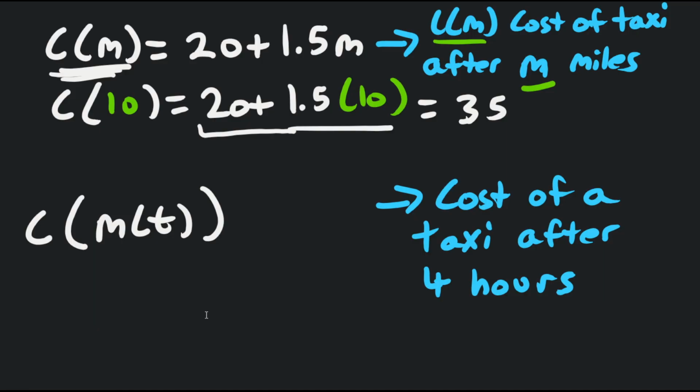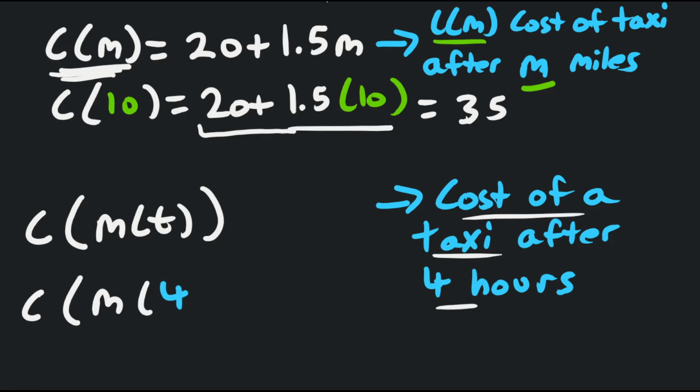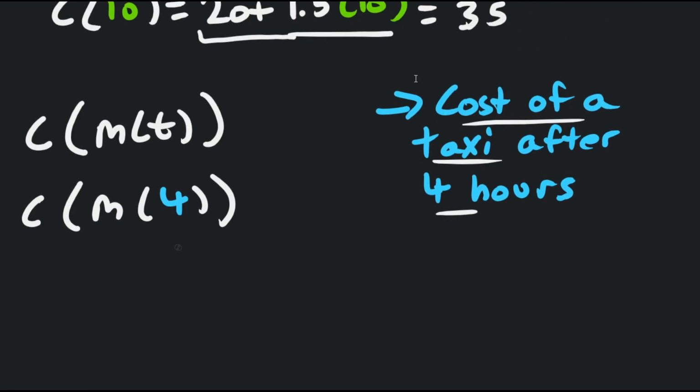A composite function is essentially a function inside of a function. So we've created this new composite function, and now to solve this problem, the cost of a taxi after 4 hours, we can look for c of m of 4. Okay, so c of m of 4, how do we evaluate this function? Well, first we evaluate m of 4.